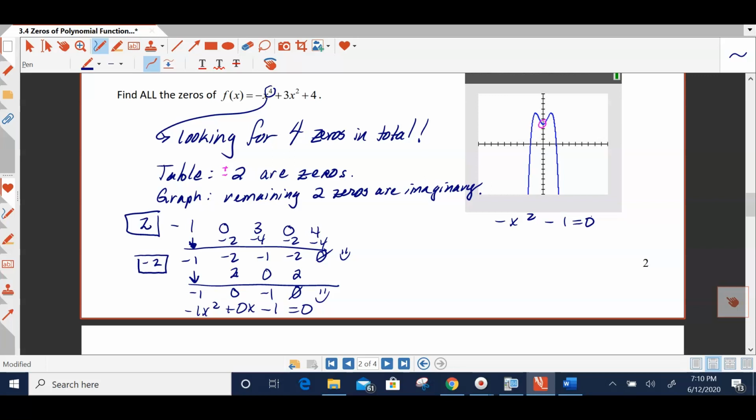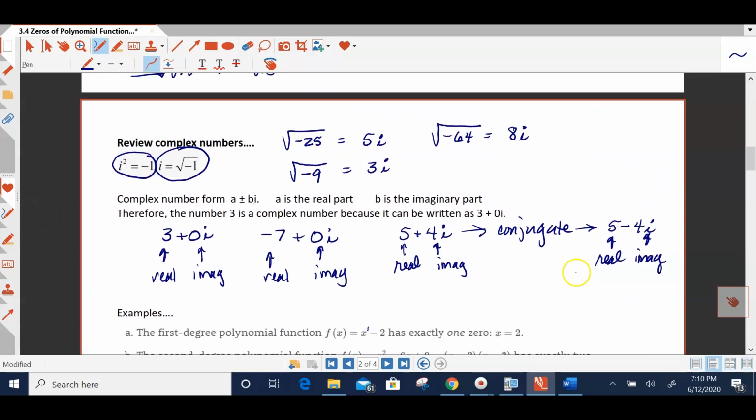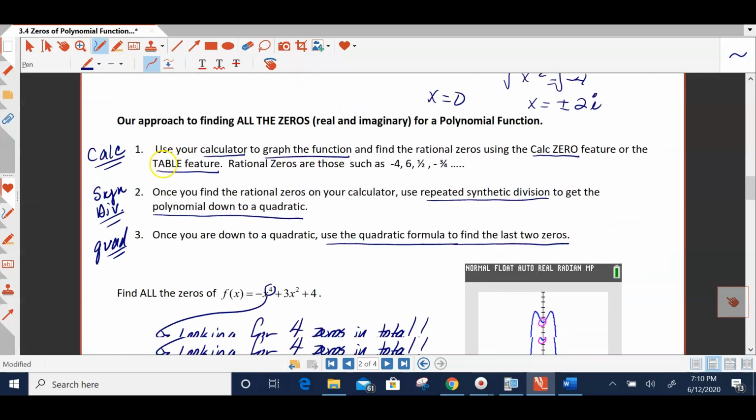What's nice is I can use the square root method on this one. So I am going to take that 1 over, becomes a +1. I'm going to get rid of the negative in front of the x² by dividing by -1. Always want your square to be positive. And I'll finish it up with the square root of both sides. And when you square root both sides, you're going to get a plus or minus. And what is the square root of a -1? Well, if we go back here, we said the square root of a -1 is i, our imaginary unit.